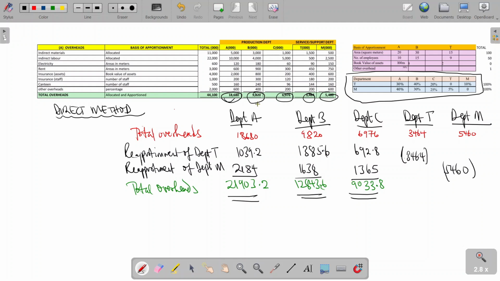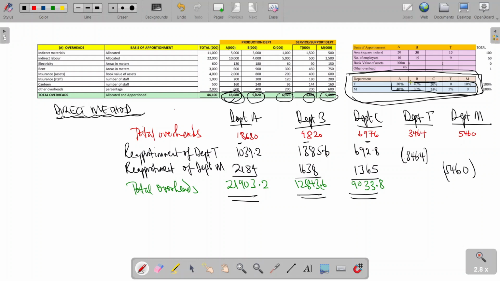Now, the total overheads as calculated for Department A is 16,680, as is seen here. For B is 9820, C is 6976, and for T and M as it's stated over here. Now, let's use the direct method. The direct method is the simplest method. Now, when we go into how each service department benefits each production department, we've been given some proportions here.